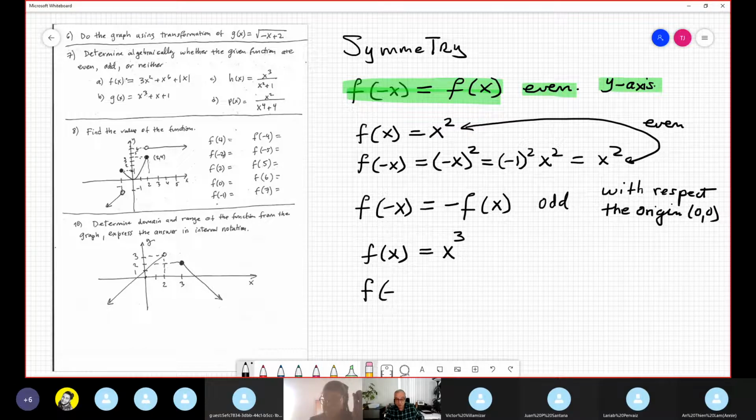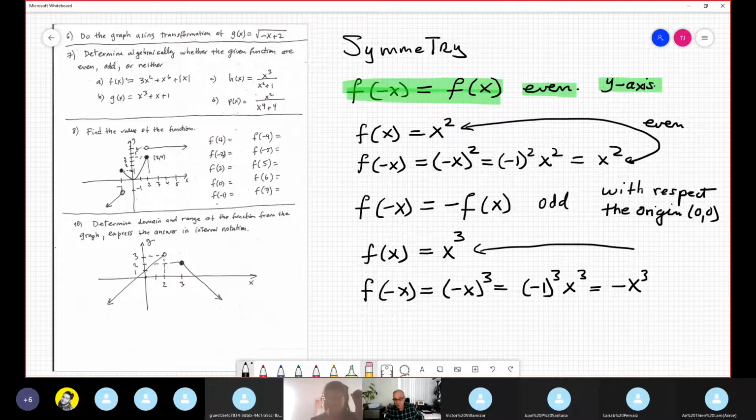So you make a reflection. Always you make a reflection, and you see minus x, you replace x for negative x cubed. This is -1 cubed times x cubed, and -1 cubed is -1. So when you compare this answer and this answer, it's not the same, so it's not even. But according to the definition of the odd function, we have an extra negative in the front. Therefore, this function is odd, and is symmetric with respect to the origin. What does that mean?